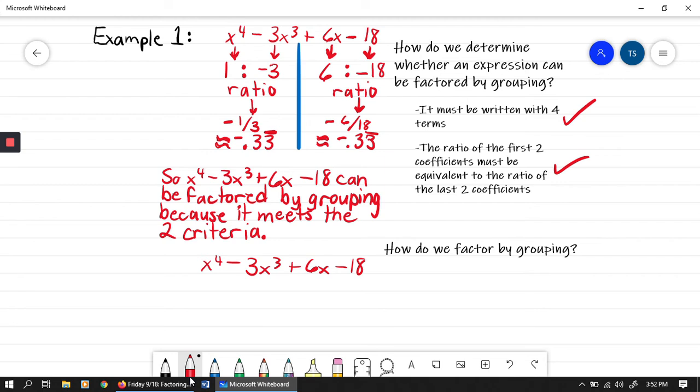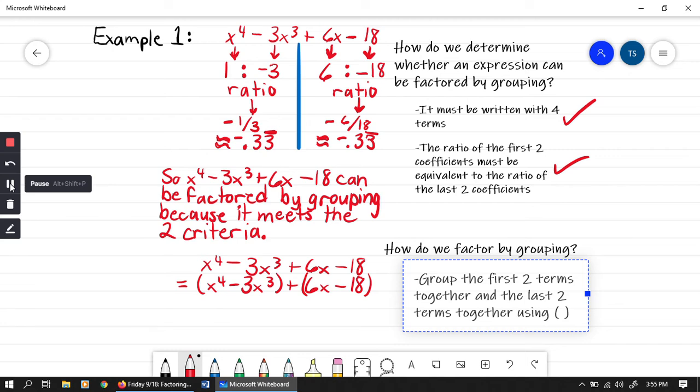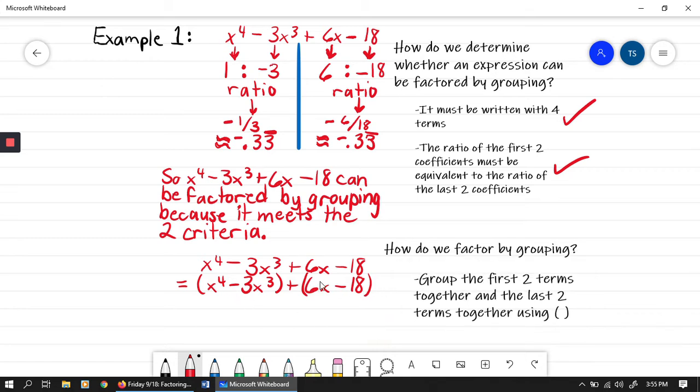When we are looking at how we factor by grouping, the first thing that we want to do is group our terms. In other words, we want to group the first 2 terms together and the last 2 terms together using parentheses. So we have our first 2 terms grouped together and our last 2 terms grouped together using the parentheses. Next, we see these two groups, this first group here and the second group.